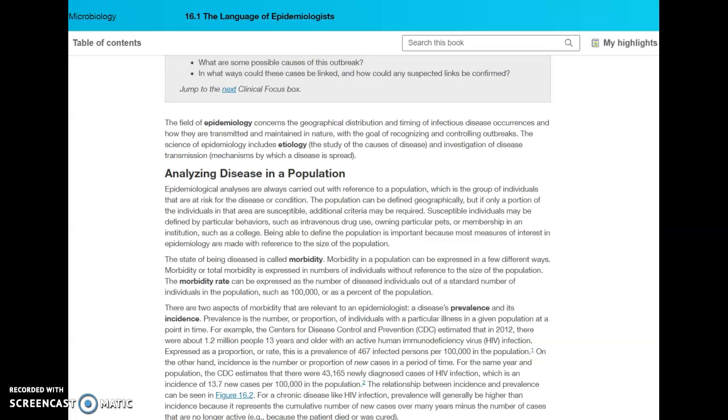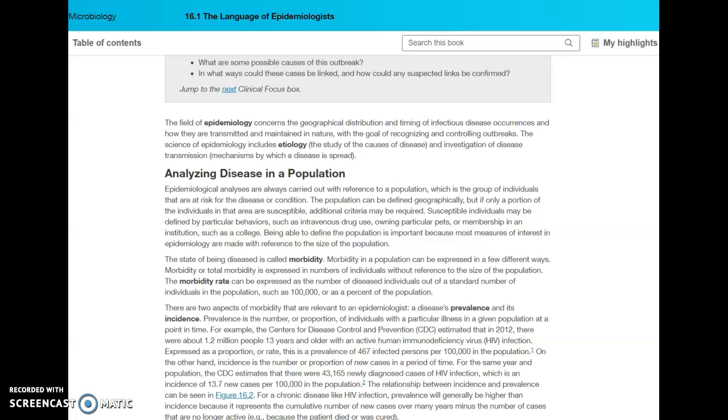So the idea behind epidemiology is trying to control outbreaks of disease. So within epidemiology, we have etiology, which is the study of the nature or the cause of the disease, and then how diseases are transmitted. So we've already taken a look at how diseases are transmitted. So what we're going to focus on here are really the tenets of epidemiology and look at several different terms that are used to help epidemiologists track diseases.